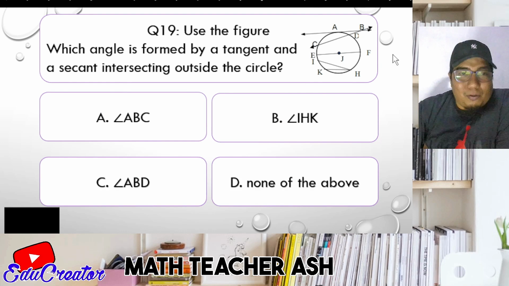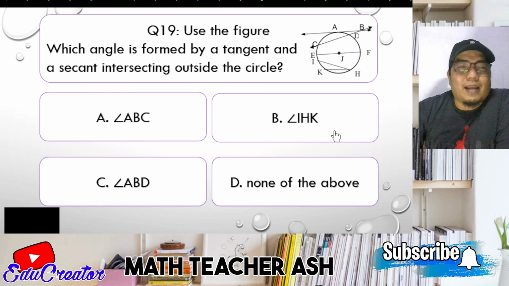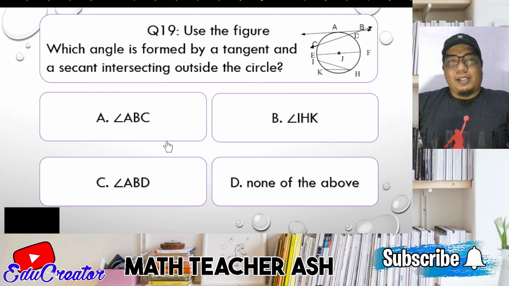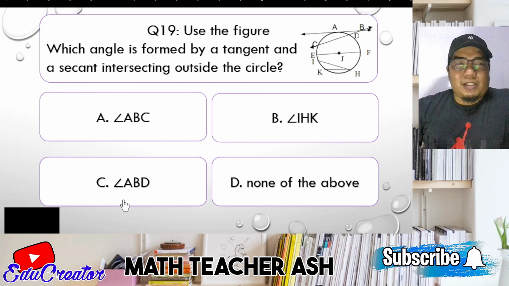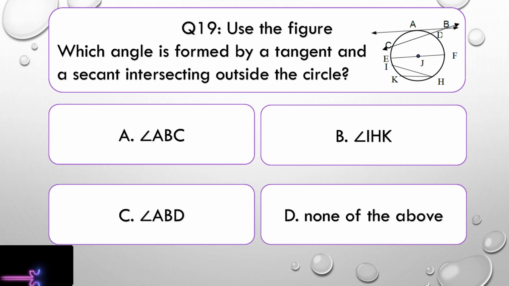Use the figure, ayun pa rin. Which angle is formed by a tangent and a secant intersecting outside the circle? Ayun, ito yung tangent. Ito yung secant. Okay. Is it A, angle ABC, B, angle IHK, or C, angle ABD, or D, none of the above? I will give you 5 seconds to answer.